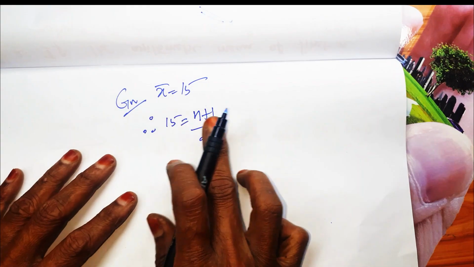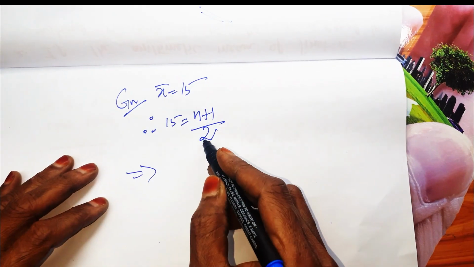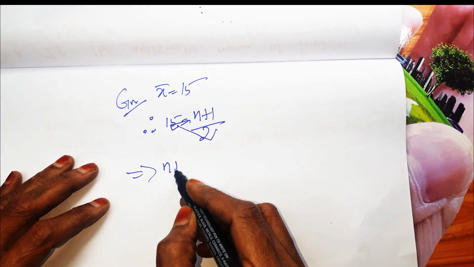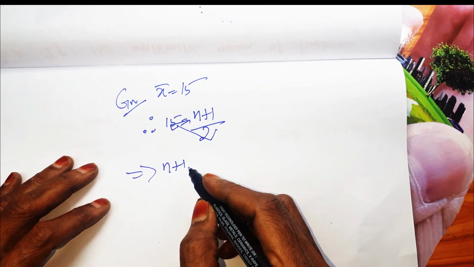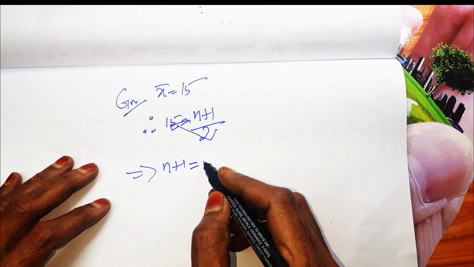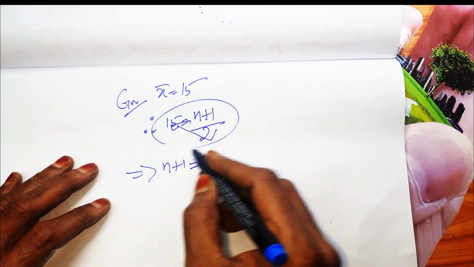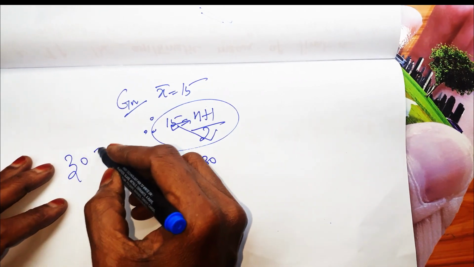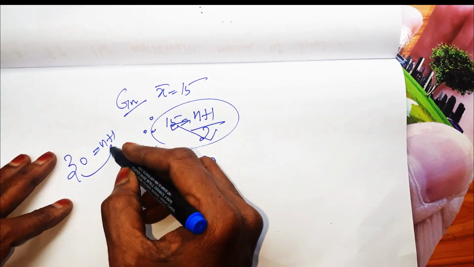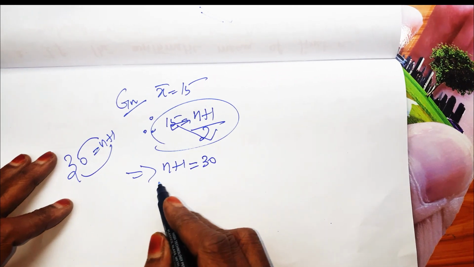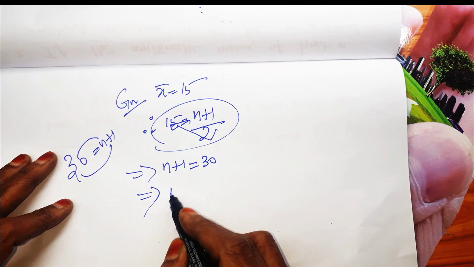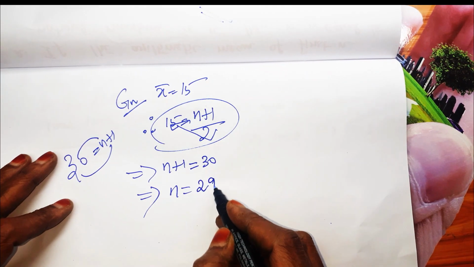So 15 equals n plus 1 by 2, which implies, cross multiplying this 2 here, n plus 1 we are taking to the other side. So n plus 1 is equal to 30. Actually, changing the left and right sides, 30 is equal to n plus 1. So n plus 1 equal to 30. So n equal to 29.